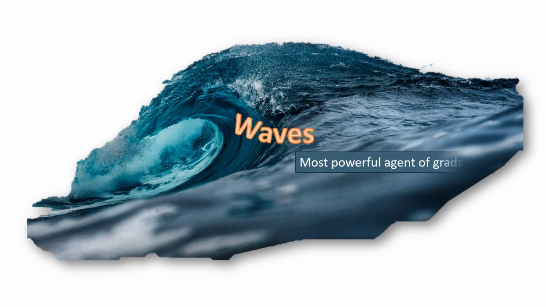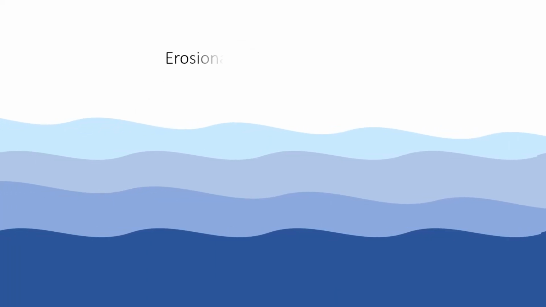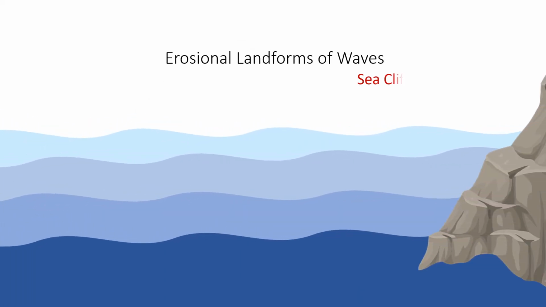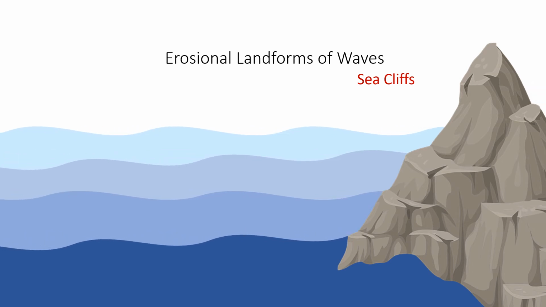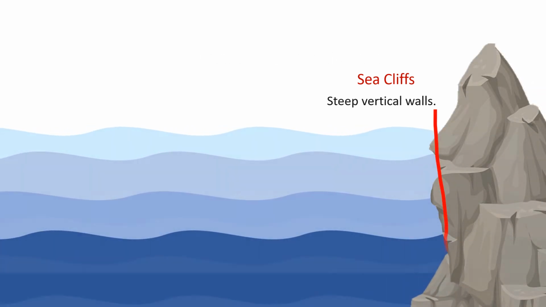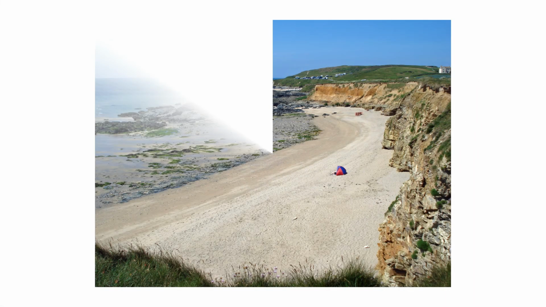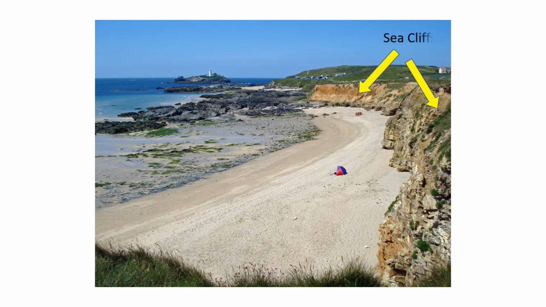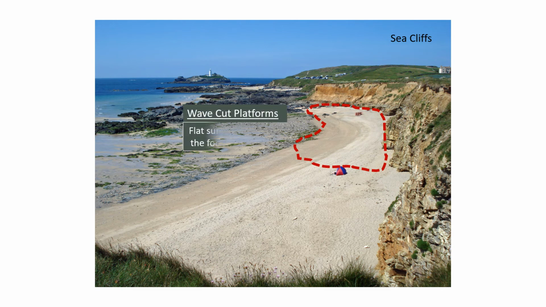Waves. The up and down movement of water is called waves. Erosional landforms of waves. When waves erode the bottom of a mountain, a steep vertical wall is created called a sea cliff. When waves dash at a cliff and erode a part of it, a flat surface is formed at the foot of the cliff called a wave cut platform.